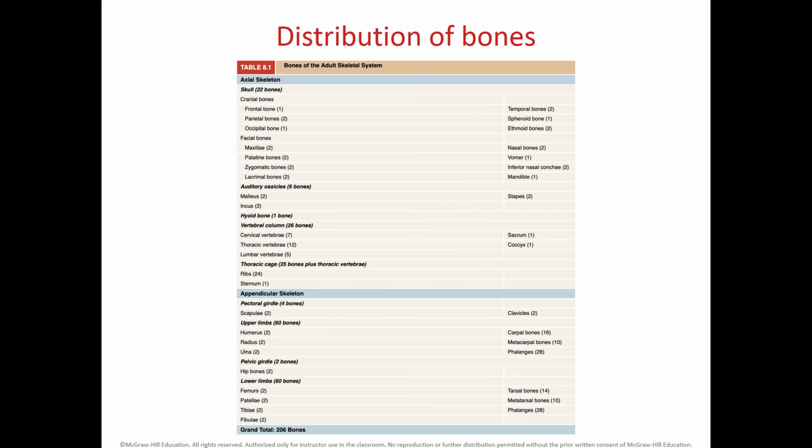The vertebral column consists of different bones. We have 7 cervical vertebrae, which are located within the neck. We have 12 thoracic vertebrae, which are located within the thorax. We have 5 lumbar vertebrae, which are found in the lumbar area. And we have the sacrum and the coccyx, which are located within the pelvic area.